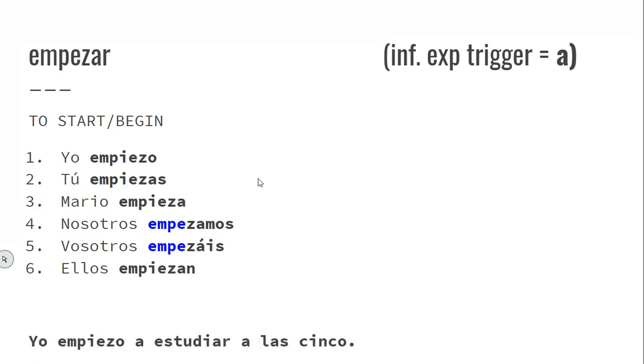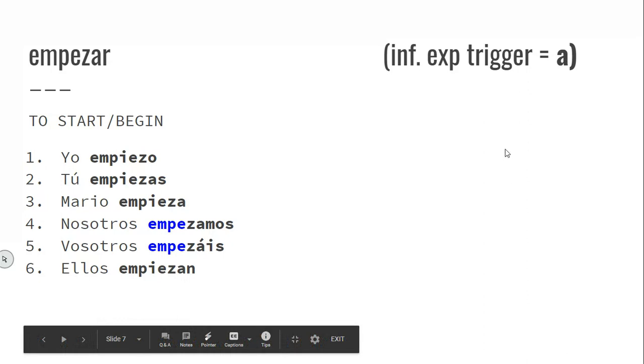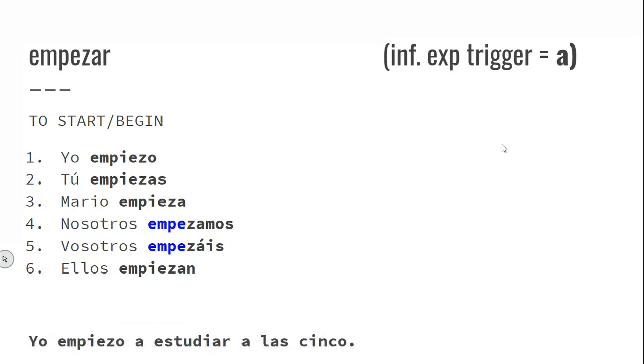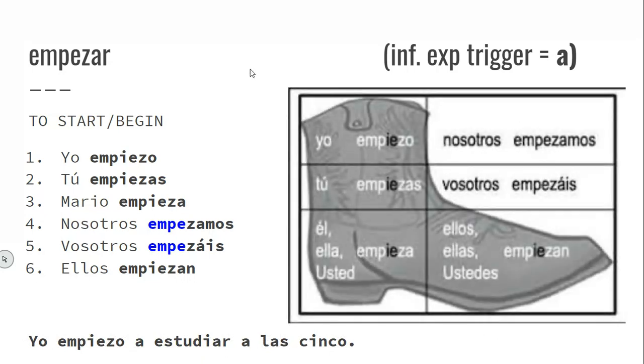Okay. So as we look at it, here's an example. Our infinitive expression trigger for this, just like with ir, is a. Yo empiezo, sorry, let that get out of the way. Empiezo a estudiar a las 5. So as we look at this, when we say they are E to IE stem change verbs, what happens is everything inside this boot, this is why we call it a boot verb, everything inside there is where we're going to see an E that changes to an IE.